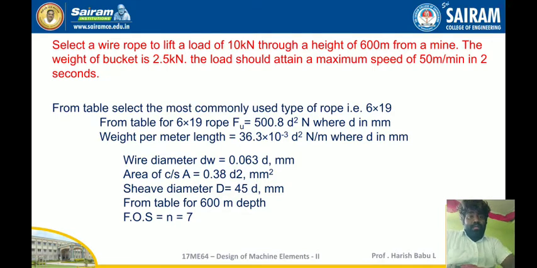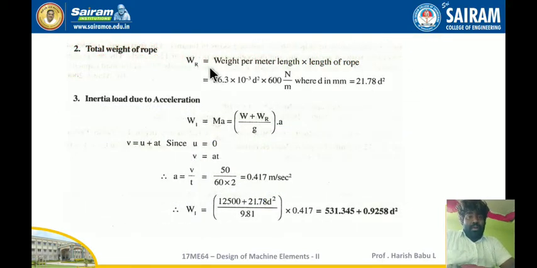So I'll go for the weight. So WR is equal to weight per unit length times the length of the rope. So I'm going to get WR is equal to 36.3 into 10 to the power of minus 3 d square into 600 N by m, where d will be in terms of mm. So I want to get 21.78 d square.